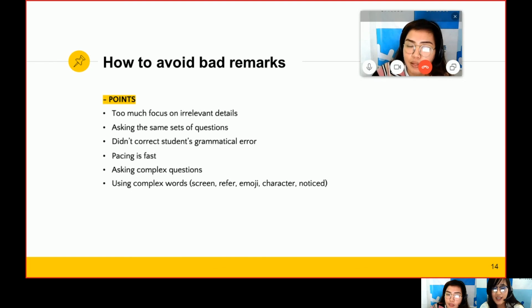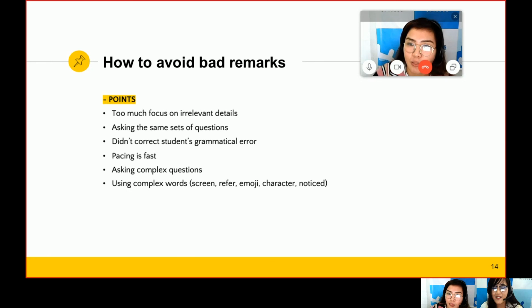And if your pacing is fast, you can get bad remarks after 25 minutes. You ask the students during the warm up, and he or she doesn't know a word because you are too fast. So you can expect bad remarks.